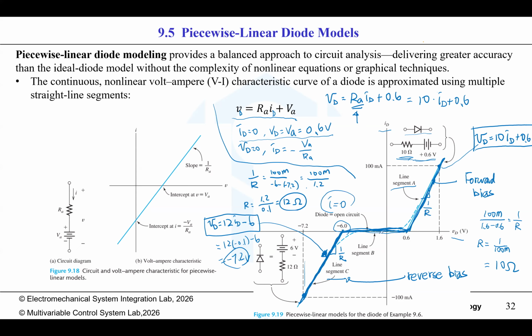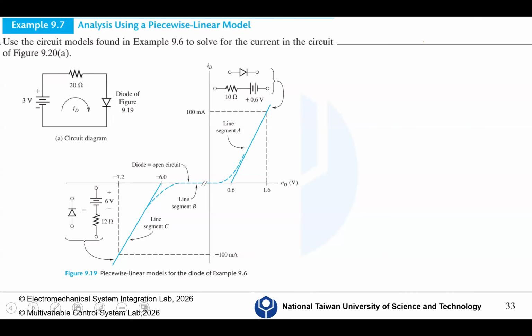Okay, and then we are going to stop here. But all right, before we leave, we introduce an example. Here we introduce how to use line segments to approximate an IV curve of a diode. And next is the problem we want to solve: use the circuit model found in the previous example to solve the circuit in this circuit diagram.